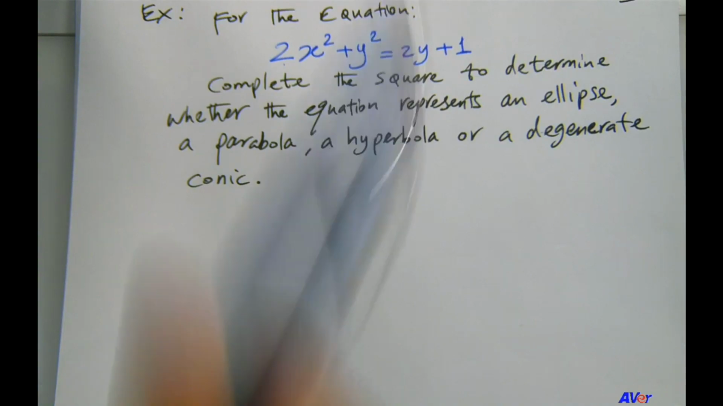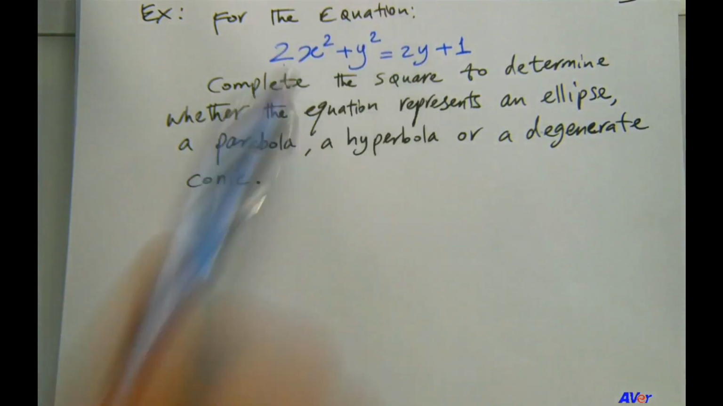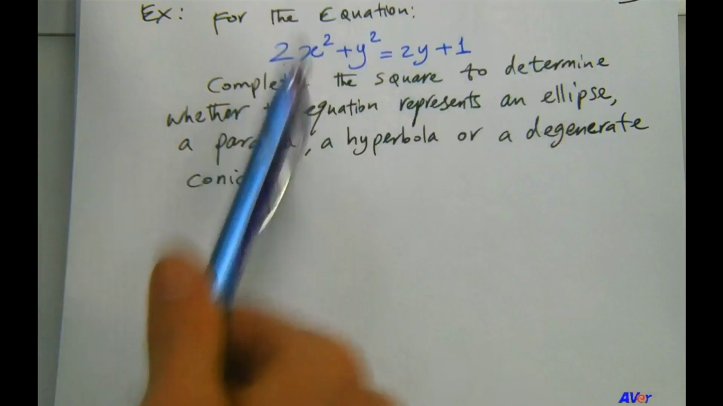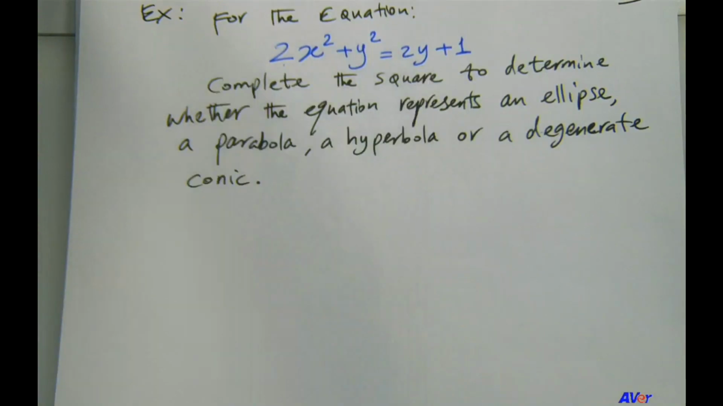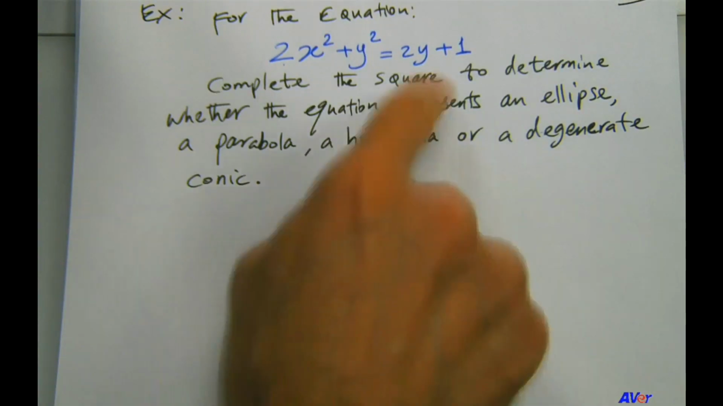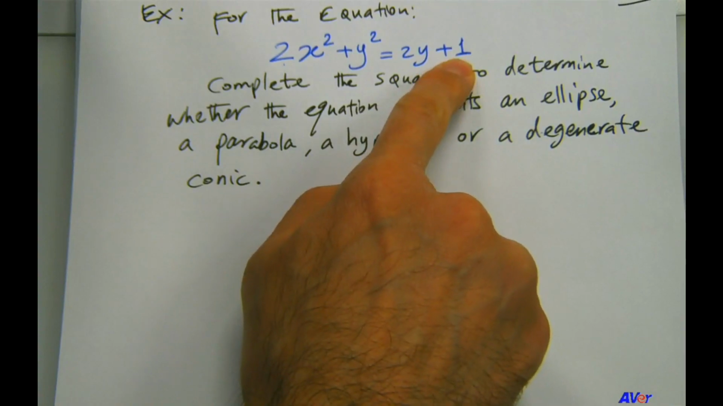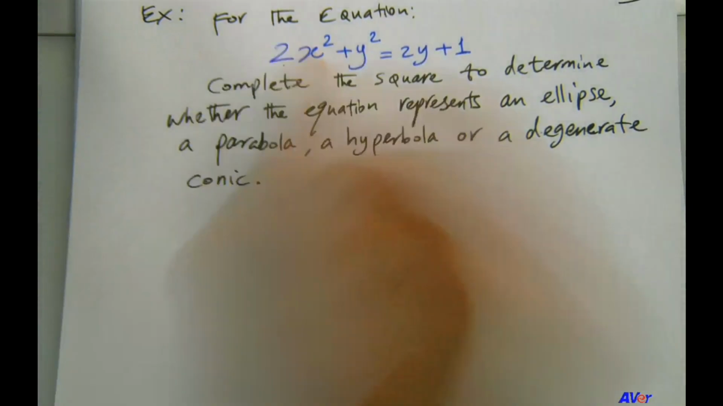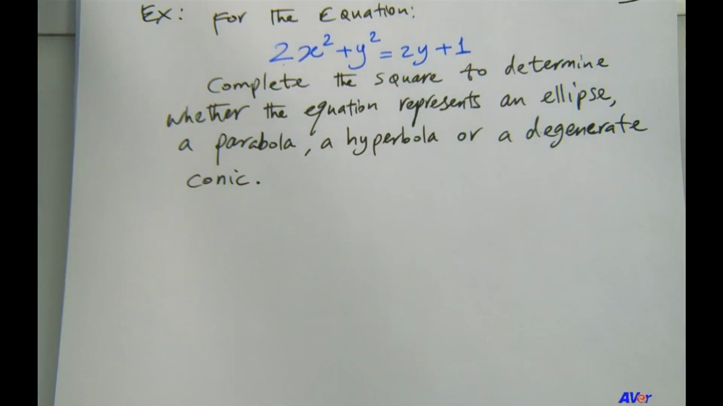Okay, so to complete the square for this equation, let's move all the variable terms to one side. Right, we can leave the 1 on the other side. It's okay. But anything with a variable in it, we should move to the left. Let's do that.